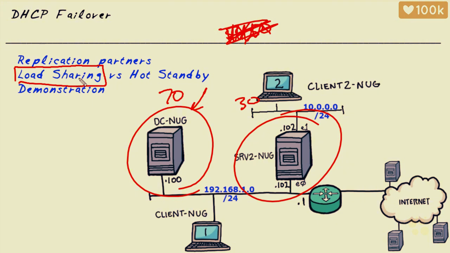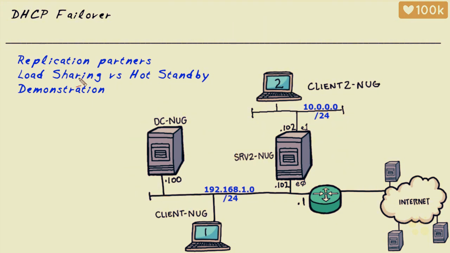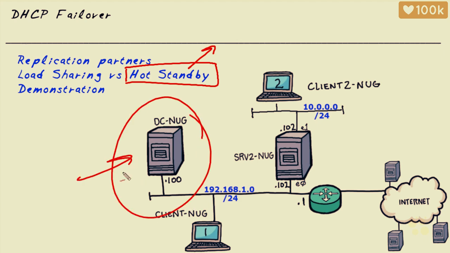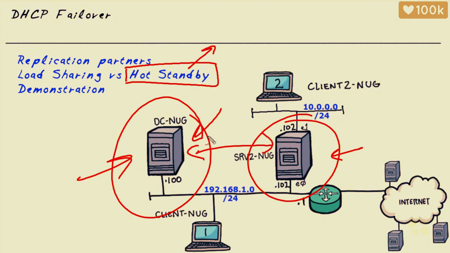Now, another option that we can choose when we do DHCP failover is an option called hot standby. And the concept of hot standby is that one of the servers, let's go ahead and pick on DC-NUG, will do all the work. And then the other server, acting as a standby, will basically just hang out and keep track of the primary device. And if the primary device is no longer reachable, or if the standby device believes the primary has failed, it can then go ahead and take over the responsibility of handing out IP addresses and the renewals and everything else.